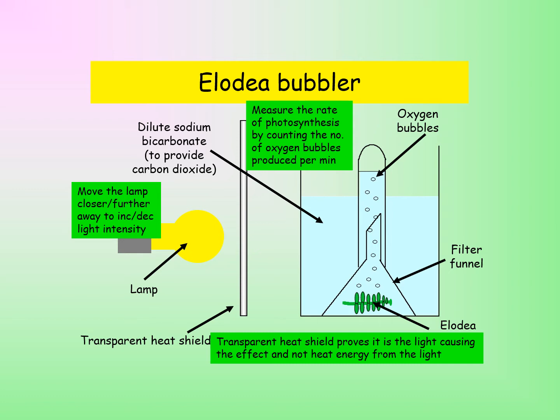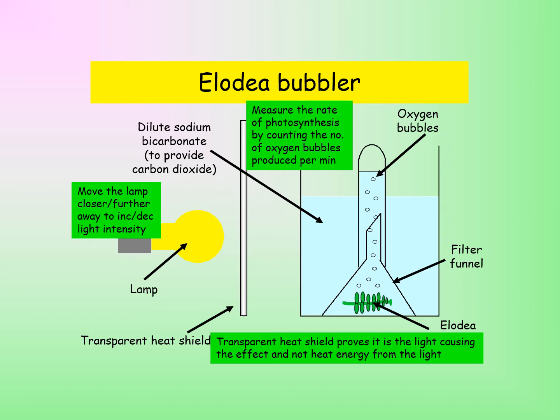Now, I want to draw your attention to the transparent heat shield. If I'm investigating the effect of light intensity on the rate of photosynthesis, that is my independent variable, and that's the only variable that I'm changing. All other factors must be kept the same for my investigation to be valid, to be fair.